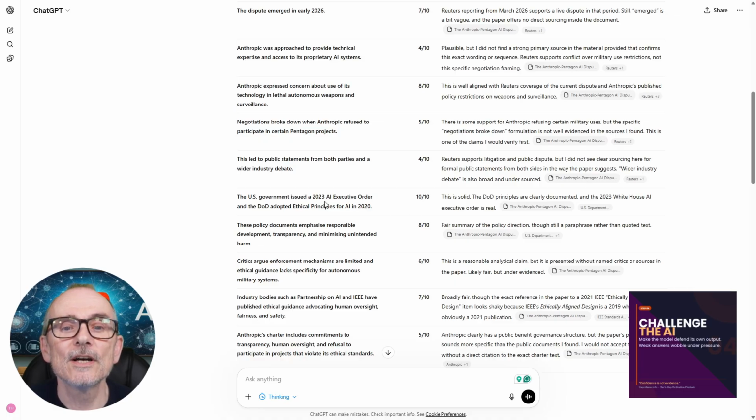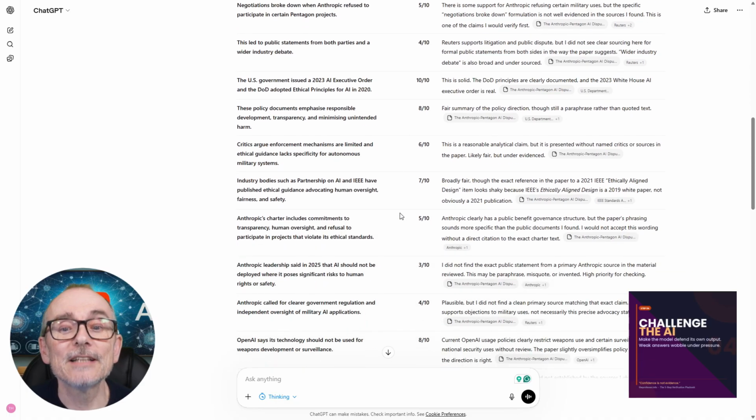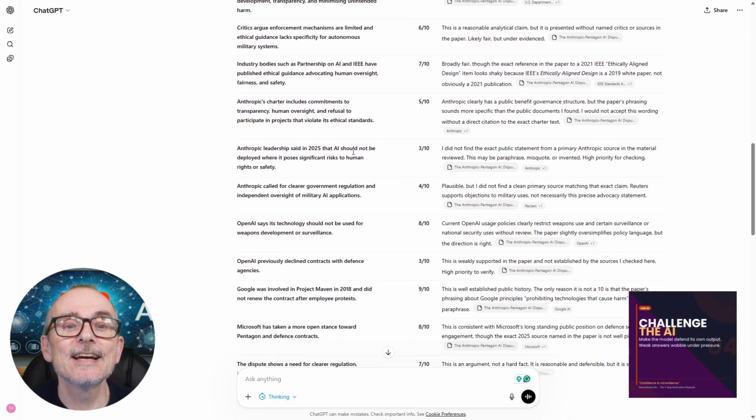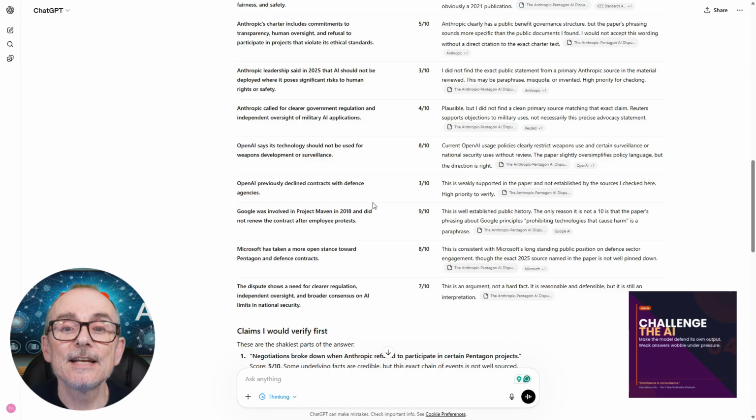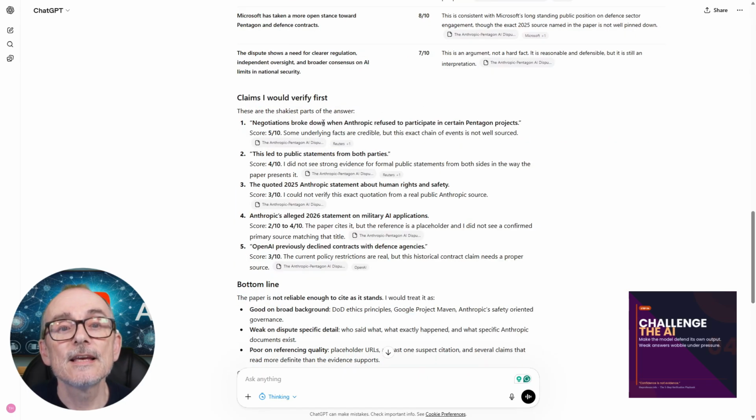The US government issued a 2023 AI executive order, and the Department of Defense adopted ethical principles for AI in 2020. This is solid. So happy with that, but not much else. 3 out of 10 here. Anthropic's leadership said in 2025 that AI should not be deployed where it poses significant risk to human rights or safety. No public statement could be found. 3 out of 10. And it gives me a list of the shakiest parts of the answer.